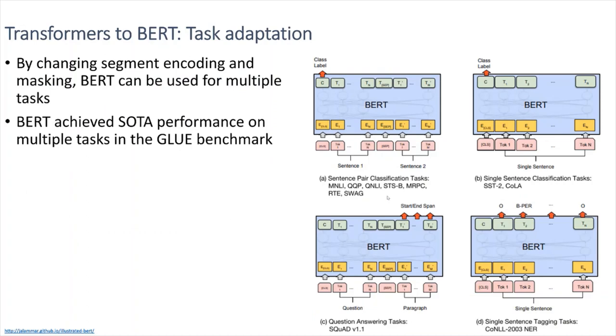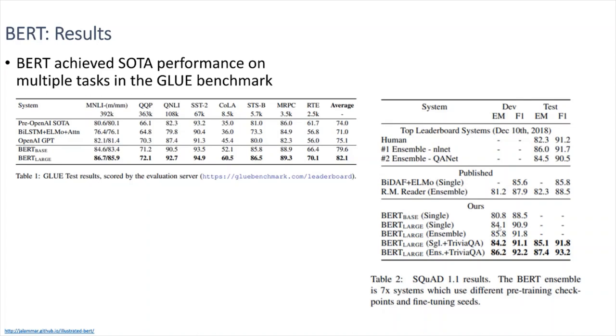Similar to classification, BERT can be adapted to multiple tasks. The way to adapt it is to change how you encode the input sequence and how to post-process the output sequence. In the BERT paper, the authors took the pre-trained BERT model and adapted it to multiple tasks. These tasks could be categorized by whether they use two sentences, single sentences, or are at the token level. What was most impressive here is that having pre-trained on the masked language model and the sentence following task, BERT achieved state-of-the-art performance on multiple tasks in the GLUE benchmark. The GLUE benchmark consists of more than 10 separate tasks, and BERT achieved state-of-the-art performance. In this case, BERT large achieved state-of-the-art performance across all the tasks across the board.